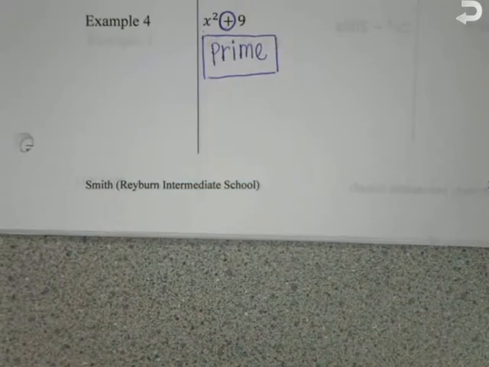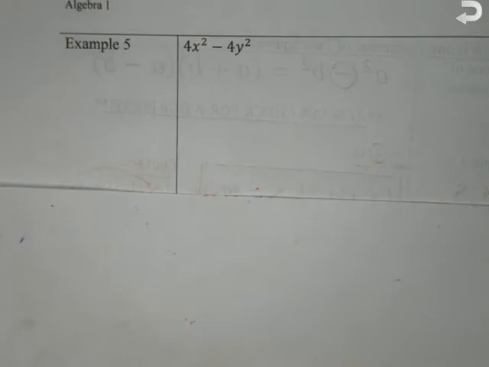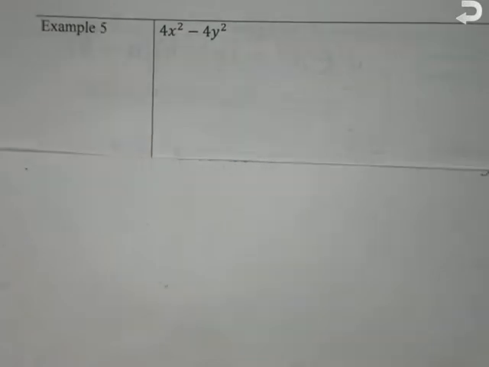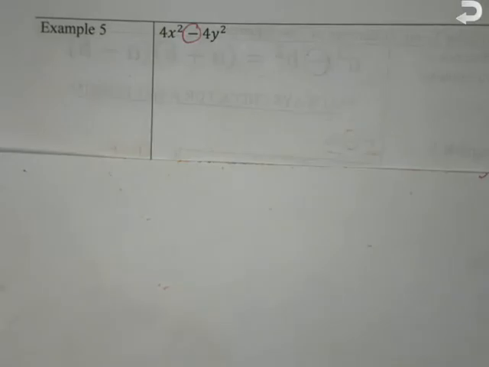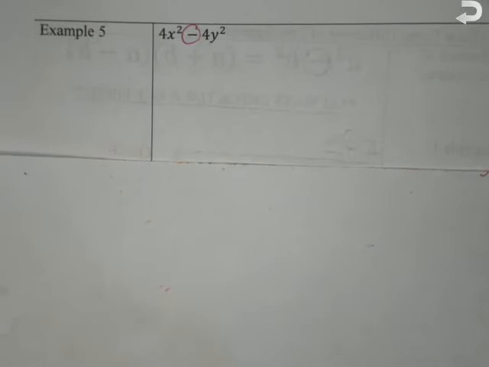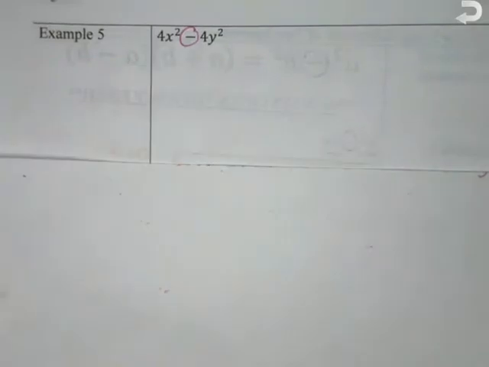Example 5, we have 4x squared minus 4y squared. Okay, so I'm hearing a lot of you saying, okay, we're good this time, it's subtraction, you're right. But what's the first thing I should check for, Everett? A GCF. Does anybody see an obvious GCF in here? Yeah, 2. Caleb. 2 is one. Does anybody see a bigger one? 4. Both of these have 4s. So let's factor out a 4 first. So there is a GCF of 4.